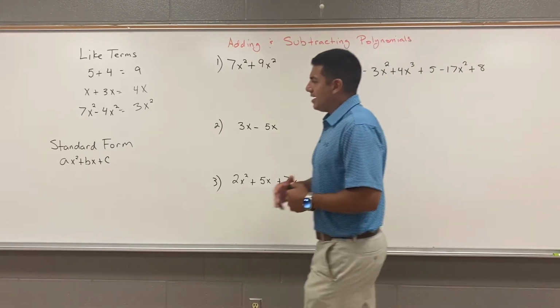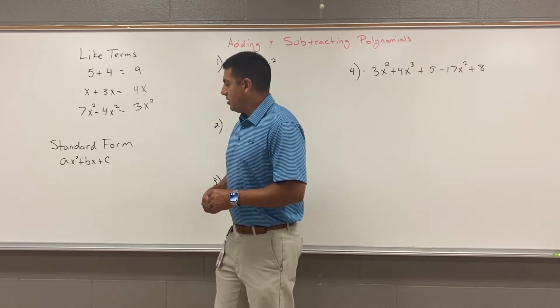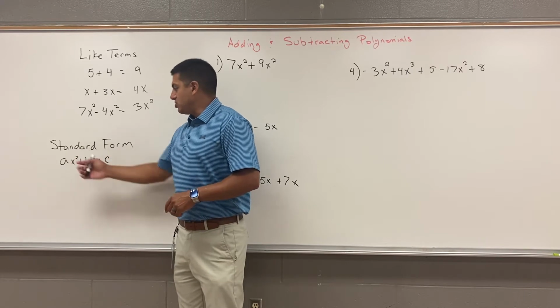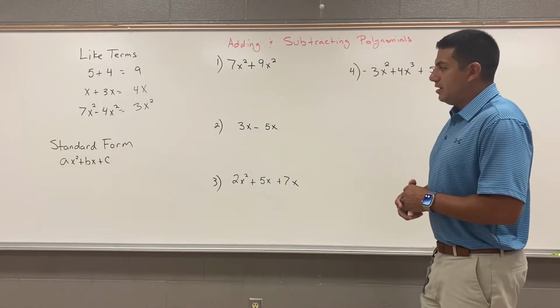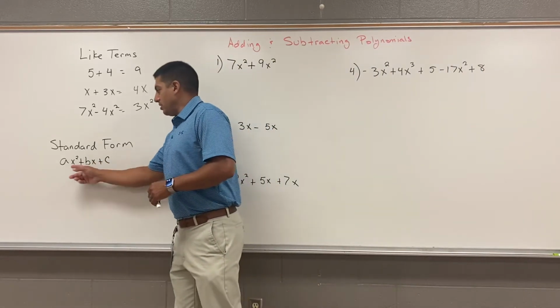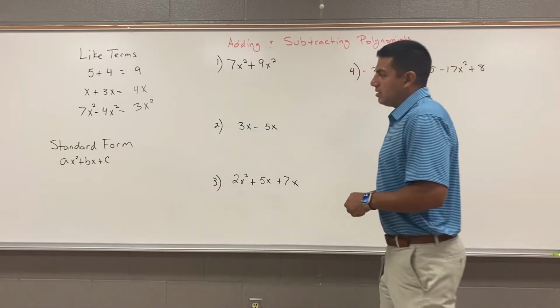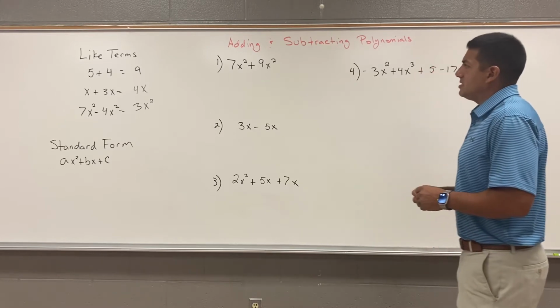And then the last thing I have listed over here is standard form. Standard form of a polynomial starts with the highest power of x and then moves down. So in general, we would write that as ax squared plus bx plus c, where we're starting with the x squared and then moving down to the bx and then moving down to the constant term that does not have a variable with it. So let's take a look at a couple of these examples.